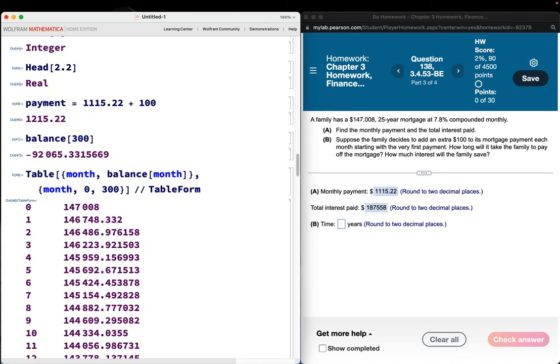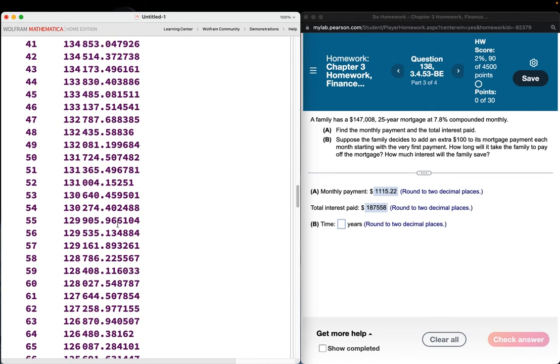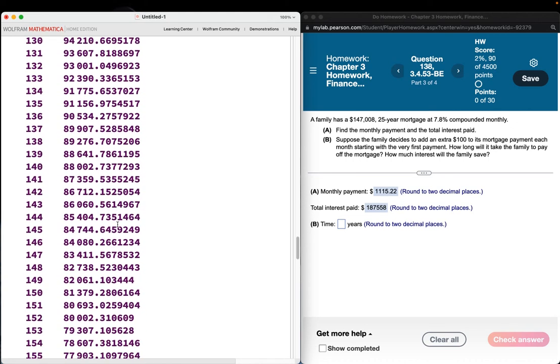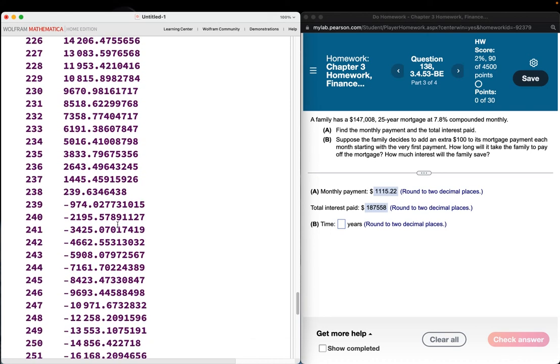Okay, so let's see what we have here. Table form. At 0 months, I owe $147,008. And 1 month later, I owe this. When do I owe 0? When does this actually go to 0? Okay, it goes to 0 right about here.